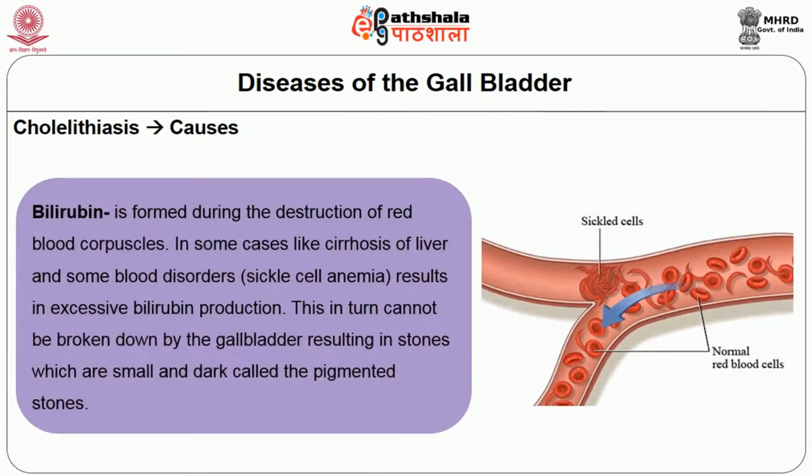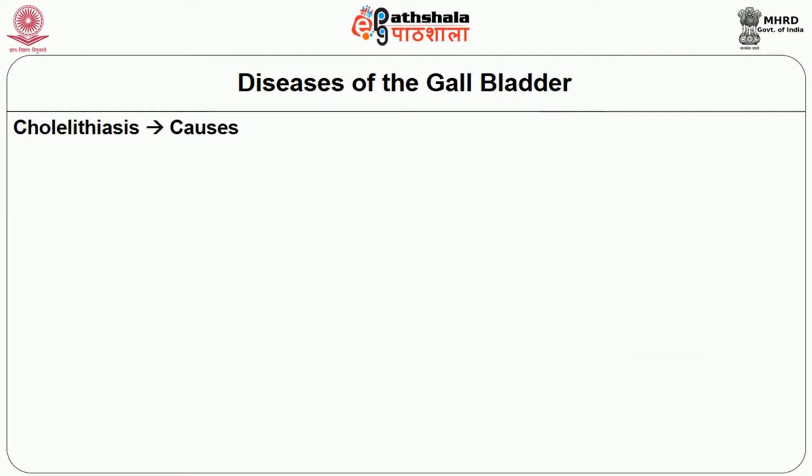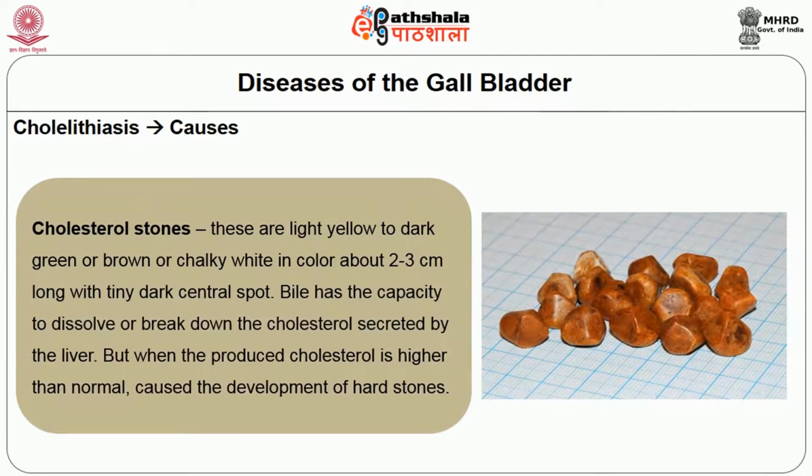Bilirubin is formed during the destruction of RBCs. In some cases, like cirrhosis of the liver, this results in excessive bilirubin. This in turn cannot be broken down by the gallbladder, resulting in stones which are small and dark, called the pigmented stones. Next, cholesterol stones. These are light yellow to dark green or brown or chalky white in color, about 2 to 3 cm long with a tiny dark central spot.